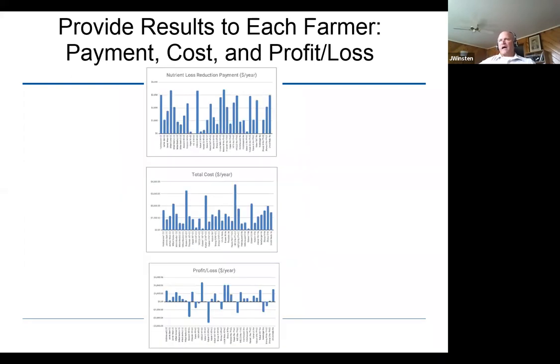The next set of graphs, and these are all corresponding to the same scenarios. That's why they're stacked on top of each other. Here you have the payment that they would receive on the top. In the middle is the total costs to them. Again, the full economic cost.